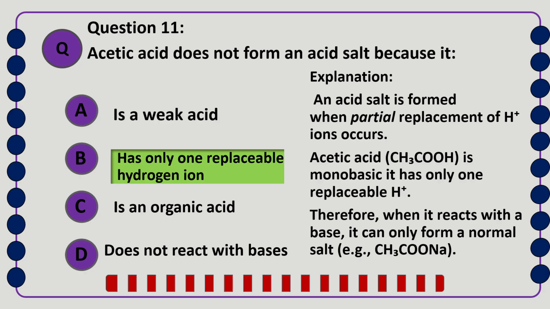An acid salt is formed when partial replacement of hydrogen ion occurs. Acetic acid, as I told you, you should know the formula. Acetic acid formula is CH3COOH. On looking at the formula, you will feel there are 4 hydrogens, but there are not 4 replaceable hydrogens. It has only one replaceable hydrogen ion, that is, it is monobasic. Therefore, when it reacts with a base, it can only form a normal salt. I hope this concept is clear. Let us proceed with question number 12.